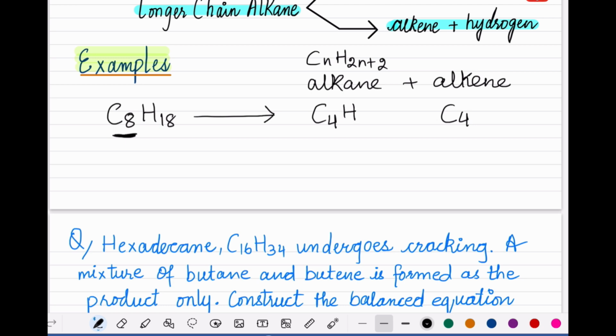The 4 carbon atoms of alkane will be C4, H is 2 into 4 is 8, 8 plus 2 is 10. And for alkene, the general formula is CnH2n. So its formula will be C4 and H will be 2 into 4 is 8. Now there are the same number of carbon and hydrogen atoms on both sides of the equation.